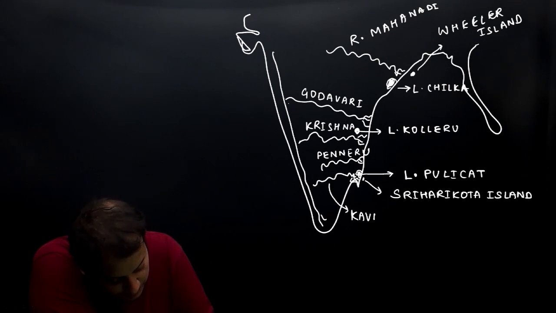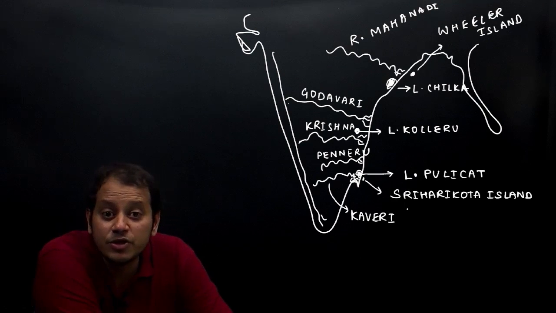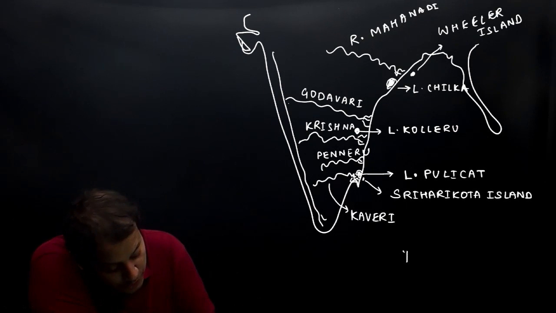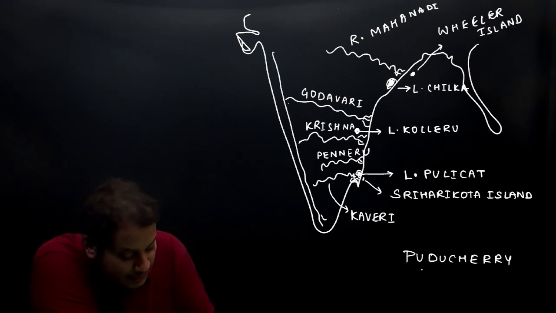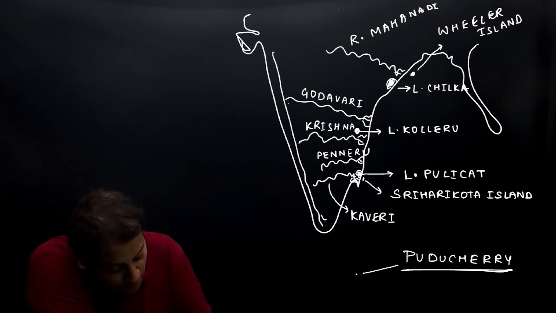River Kaveri. These are the important geomorphological features. Now, if you remember, what is a Puducherry? Puducherry is a union territory in India which consists of the 4 parts. What are the 4 parts of Puducherry? One is the Puducherry itself.